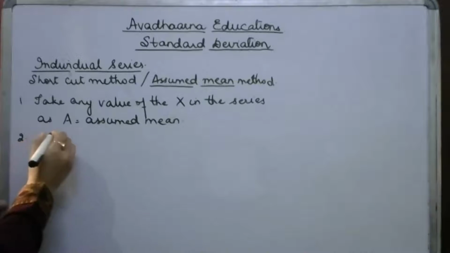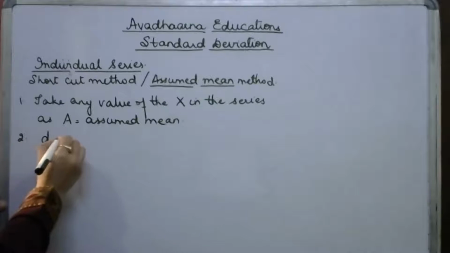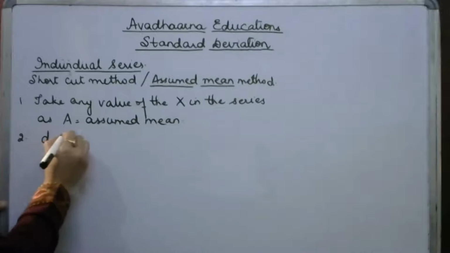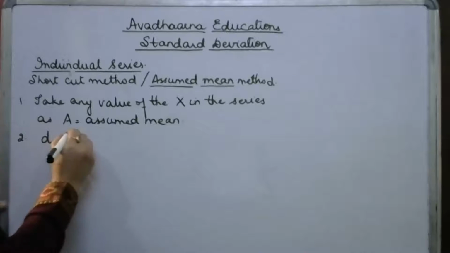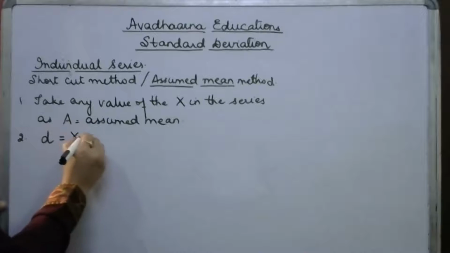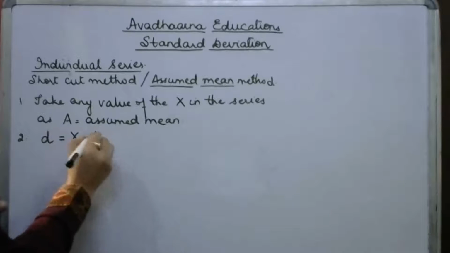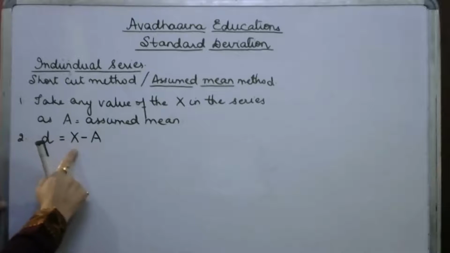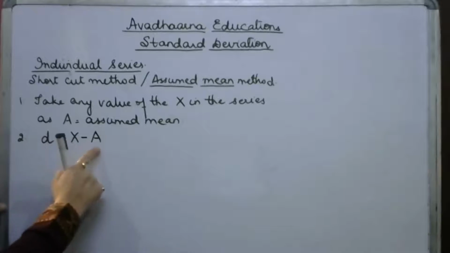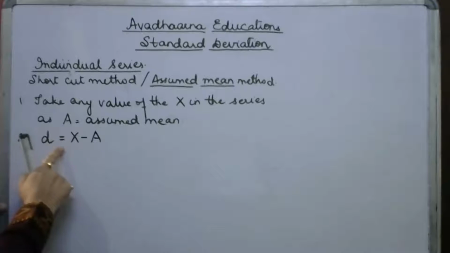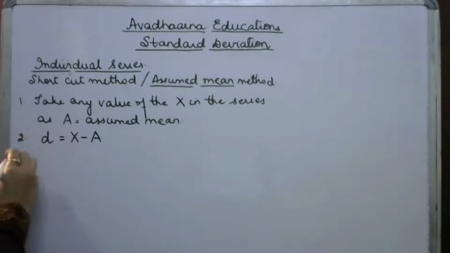In the series, I'm going to take it as assumed mean, denoted by a. Fine. Now the next step is I'll take any value of the x as assumed mean. Second step is that I'm going to calculate the deviations. We are going to find out the deviations of the items from the assumed mean and denote them by small d. So small d is nothing but x minus a. We are going to take the deviations of all the items from this assumed mean.